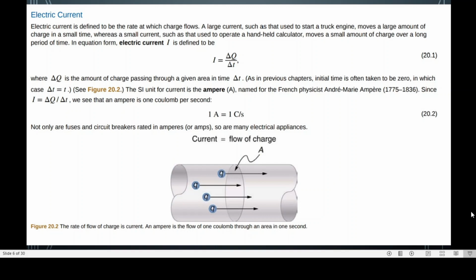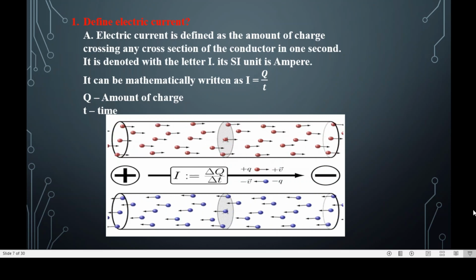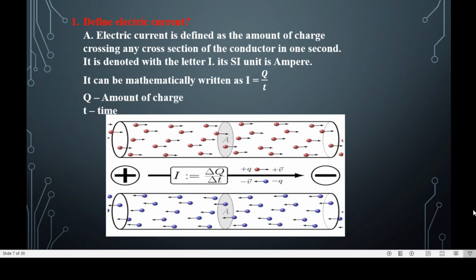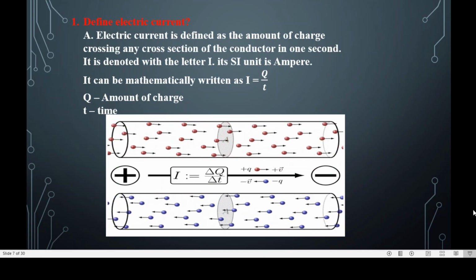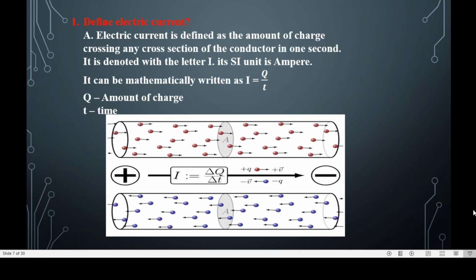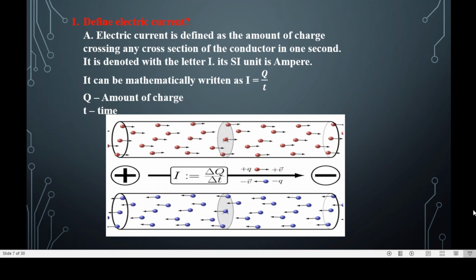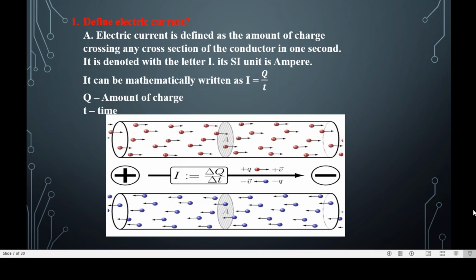From the above topic, we can define electric current as the amount of charge crossing any cross section of the conductor in 1 second. It is denoted with the letter I. Its SI unit is ampere. It can be mathematically written as I equals Q by t. The terms related to the formula are Q, amount of charge, and t taken as time. As mentioned earlier, the electric current is ordered motion of charges.